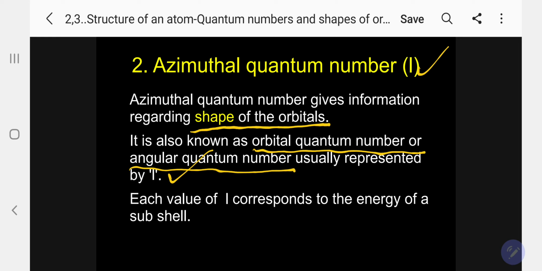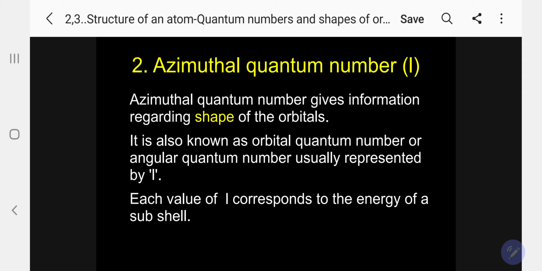Each value of L corresponds to energy of subshell. S subshell, P subshell, D subshell, F subshell. So, each value of L corresponds to the energy of subshell.